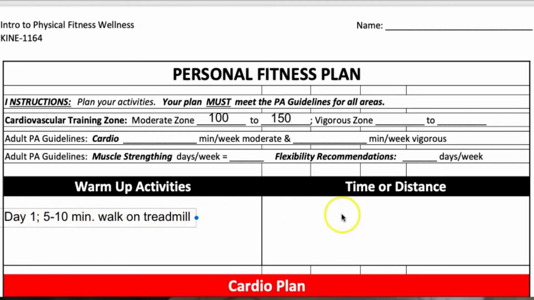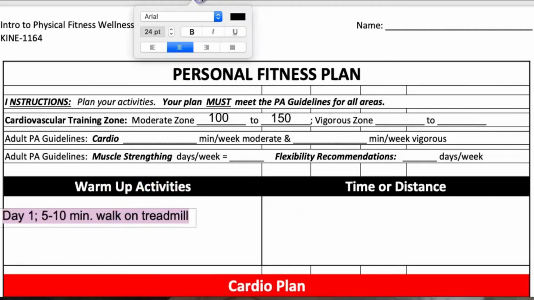Okay, now, it says over here, time or distance. This 5 to 10 minutes, of course, would be my time. If I want to do distance, I would put distance here. This 5 to 10 minutes, if you leave it here, that's fine. You can put it here. That's fine too.